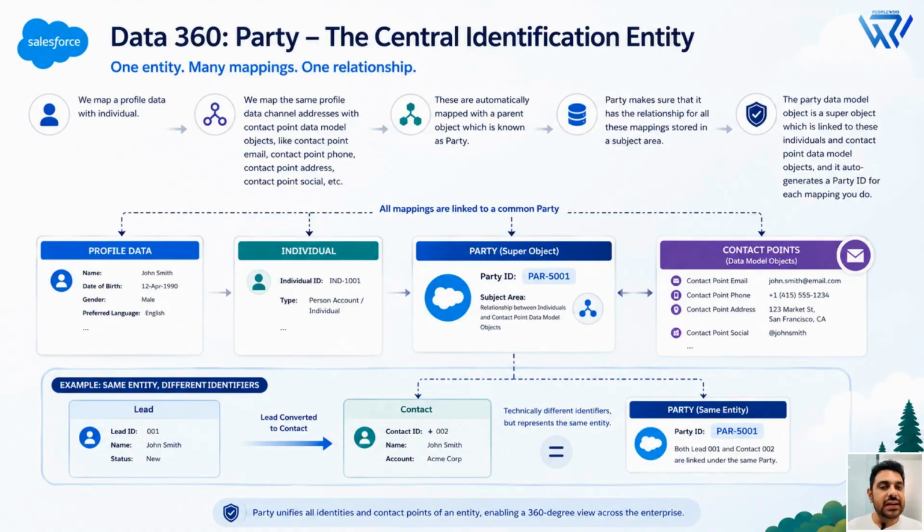Suppose I have a lead 001 and that lead got converted to a contact which can be 002. Technically, these two are different identifiers of the same entity. The same entity can be termed as party.